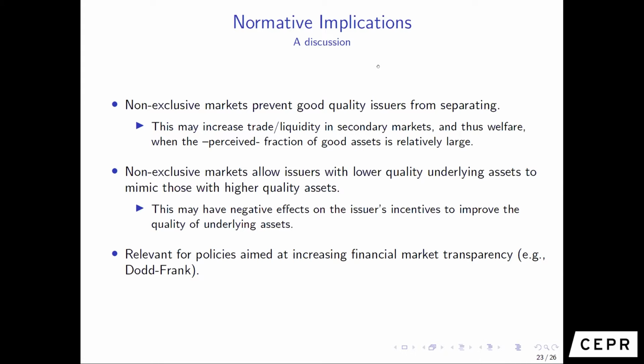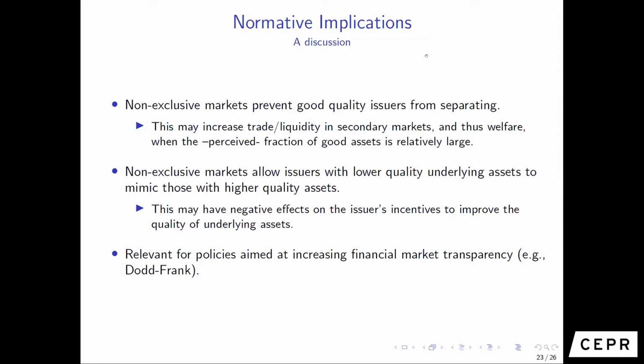So what does this mean? Let's take a step back, especially now that I have more time than I thought. What we've shown is that non-exclusive markets prevent good quality issuers from separating, okay? And this is sometimes good when it generates more trade, and therefore, in that case, it also generates more welfare. But this only happens when the fraction, or the perceived fraction, of good assets in the market is relatively large. On the other hand, non-exclusive markets allow issuers with lower quality assets to mimic those with higher quality assets, okay? And this may have negative effects on the issuer's incentives to improve asset quality, okay?